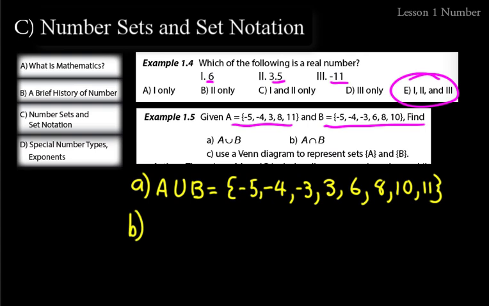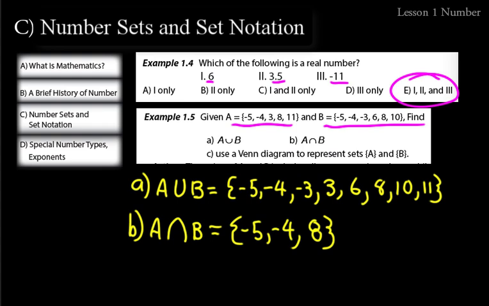B, the intersection. This symbol means intersection. A intersection B. That's all of those elements that are repeated, so that they both have. So they both have a -5. They both have a -4. They both have an 8. And so there's the intersection. That's where they intersect. That's where they're equal.